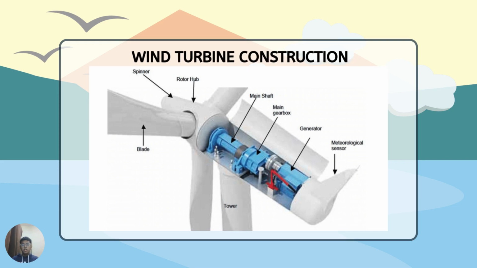The turbine construction can be seen as this. The blade consists of the blade, spinner, and rotor hub. Meanwhile, at the base it is connected with the main shaft, main gearbox, generator, and then meteorological sensor, and then the last one is the tower pillar.